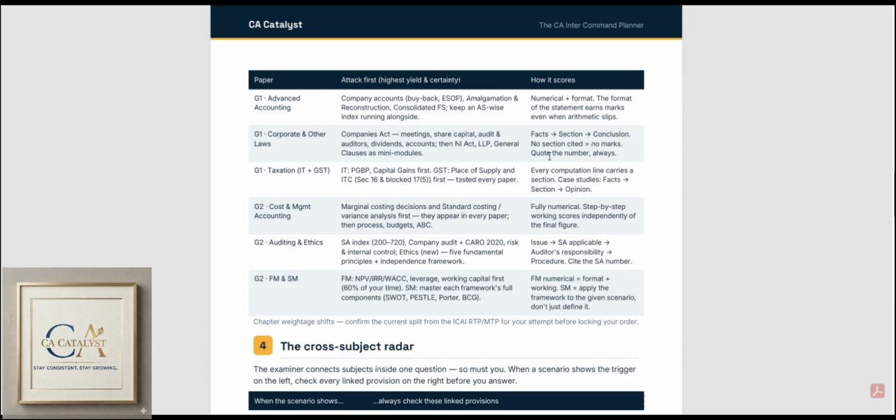Now PGBP is a heavy topic. For PGBP, the first and foremost thing, even though it is the last day of revision, that you have to revise twice, thrice or four times is the index. You should have the section numbers from the beginning till the end of PGBP, and you should know what each provision says, as per the technical terms.